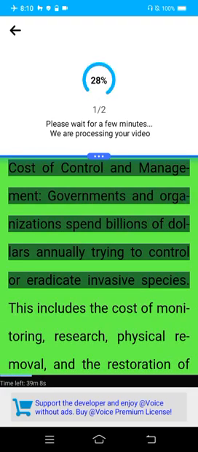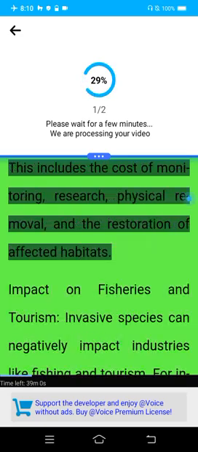Cost of control and management. Governments and organizations spend billions of dollars annually trying to control or eradicate invasive species. This includes the cost of monitoring, research, physical removal, and the restoration of affected habitats.